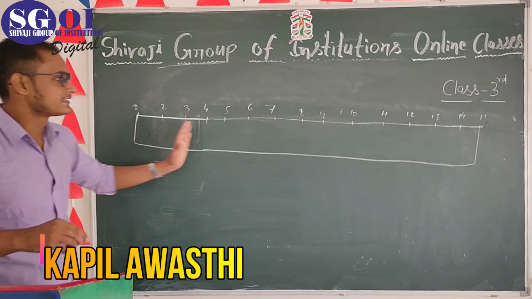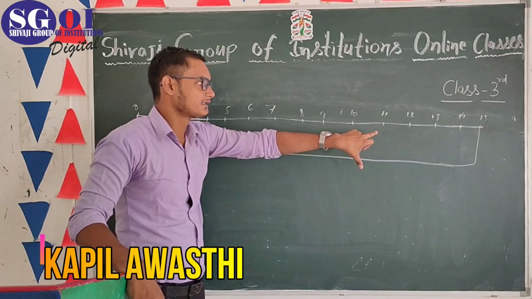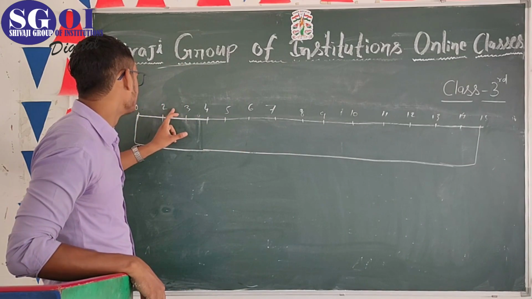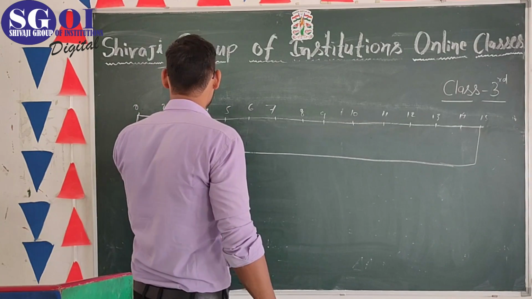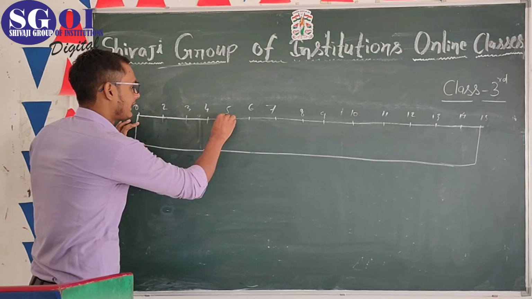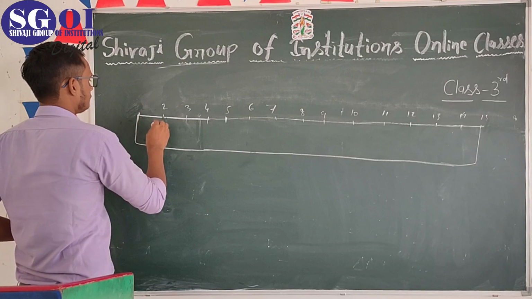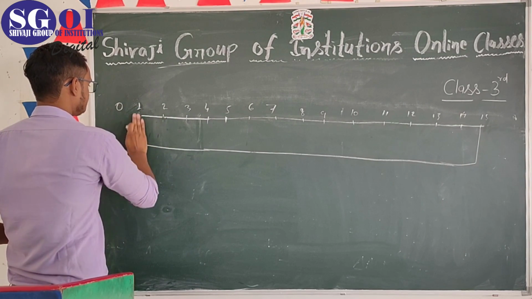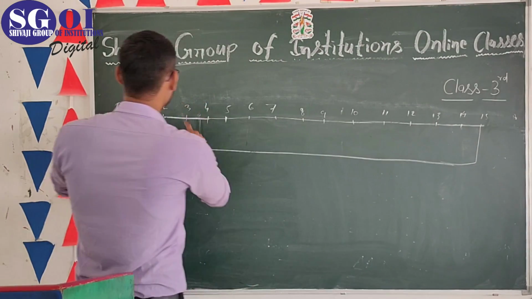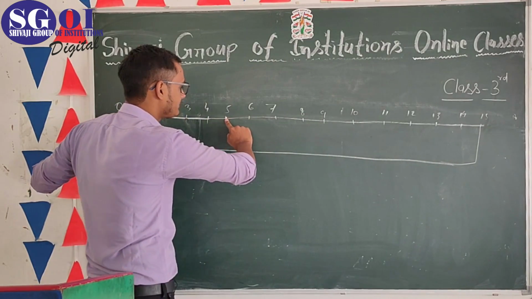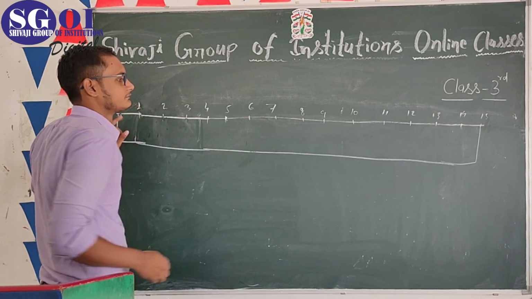The length of a scale, this is a scale, and the length of a scale is 15 centimeter. These digits are centimeters. This is 1 centimeter. This is also 1 centimeter. It means 1 centimeter gap. 1 centimeter, 2 centimeter, 3 centimeter, 4 centimeter, 5 centimeter, 6 centimeter. It means it's a length of 6 centimeter.